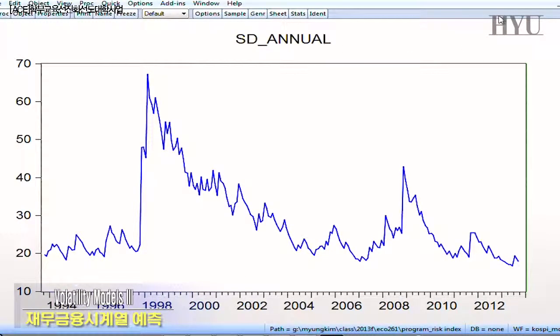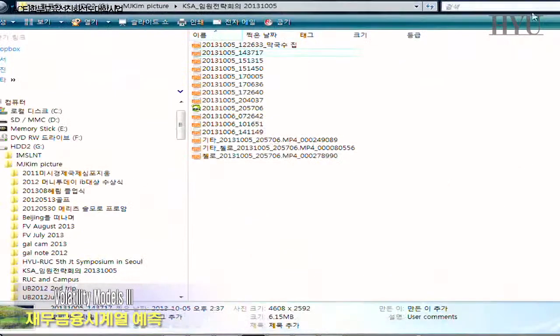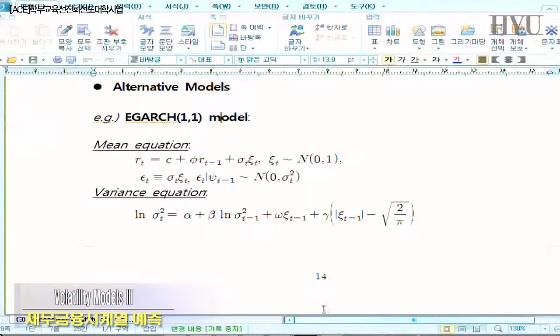Okay, so this is one version of volatility model. And let's take a look at one important alternative model here. Actually, we'll take a look at a couple of alternative models. One, basically the extension of basic GARCH model. And the second, this one, exponential GARCH. This E stands for exponential GARCH.